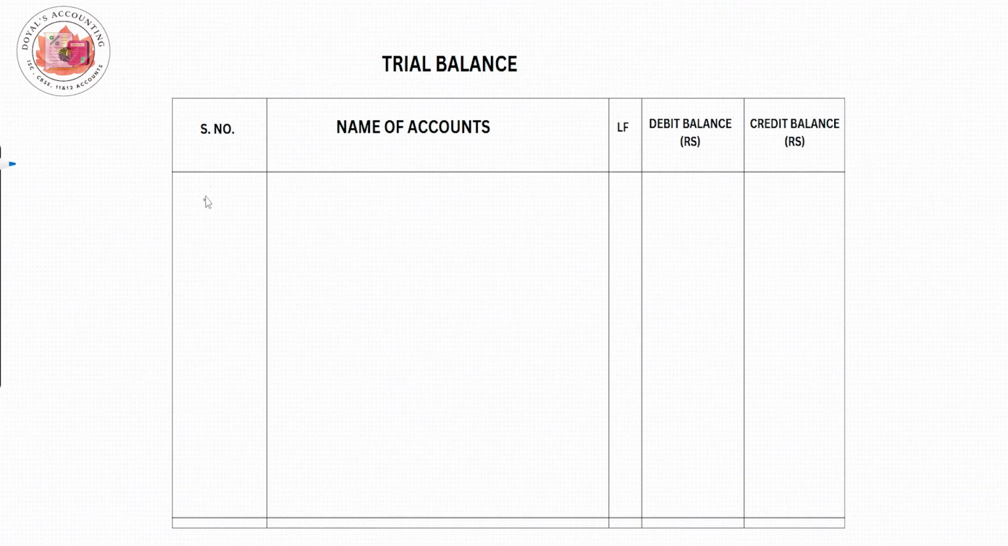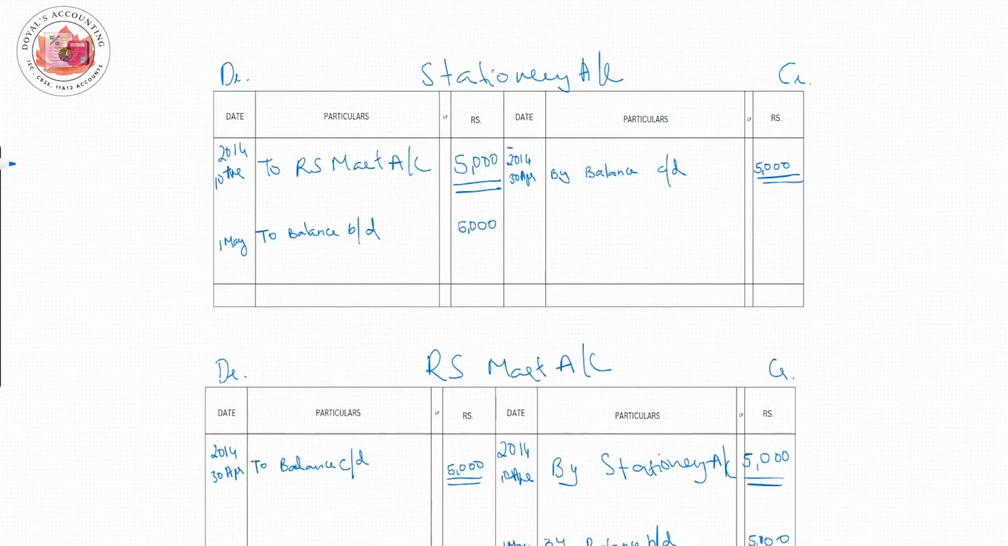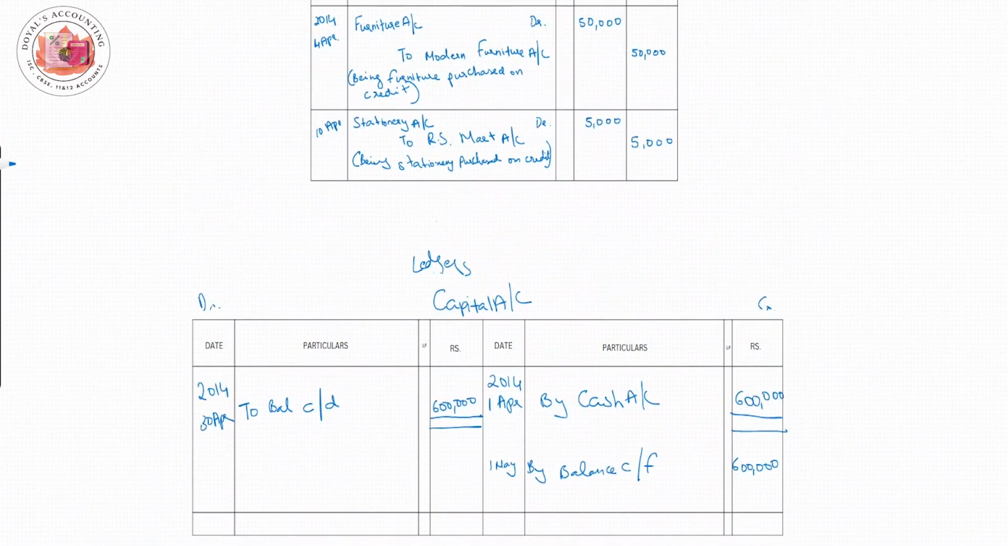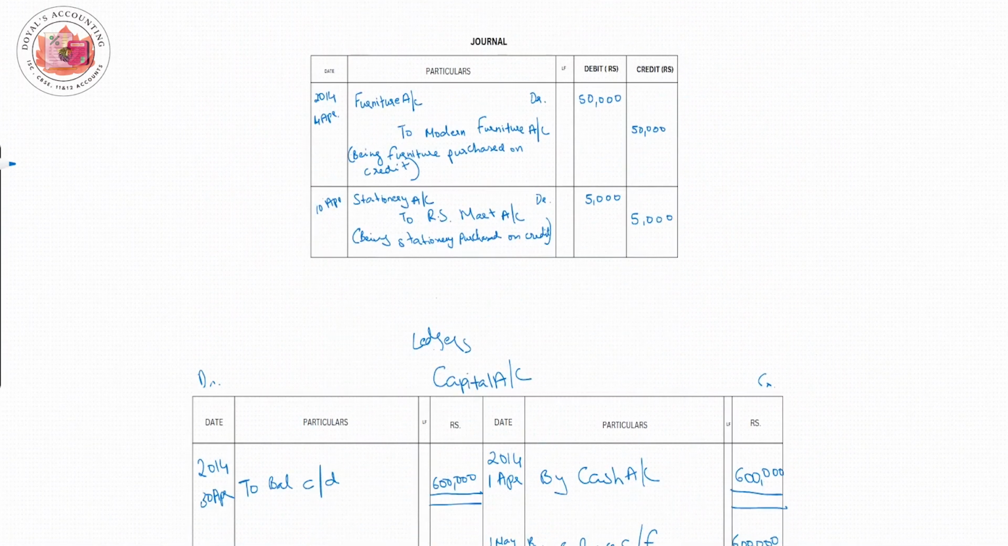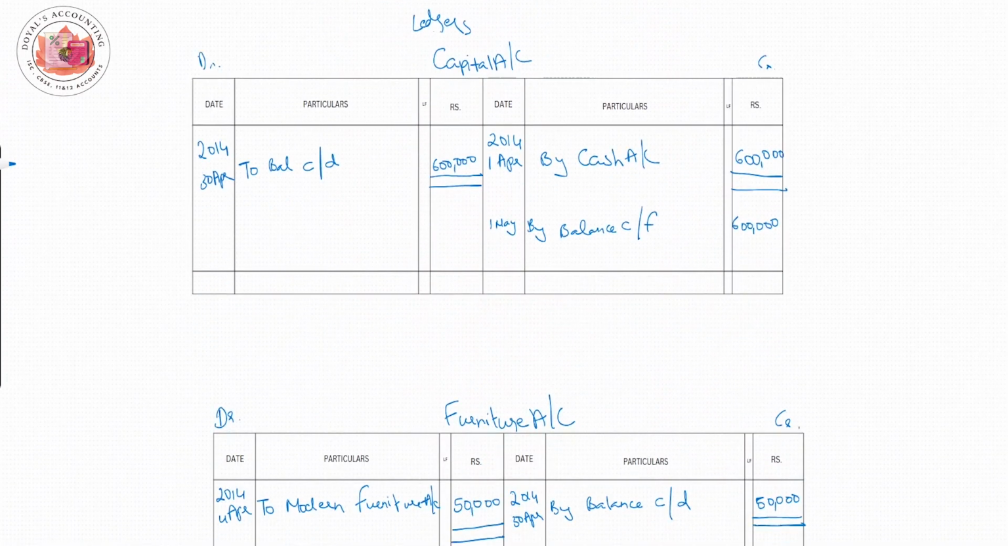Remember that. Number 1, cash account 6,39,000. Number 2, bank account 90,000. My trial balance needs to tally. Debit and credit balances need to tally. If they tally, it means that my problem is correct. My working is correct. So I will now go to my ledgers.